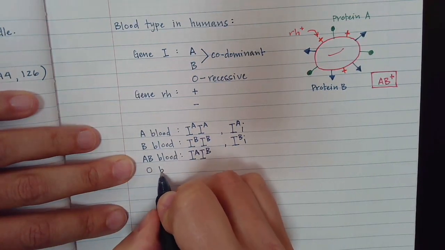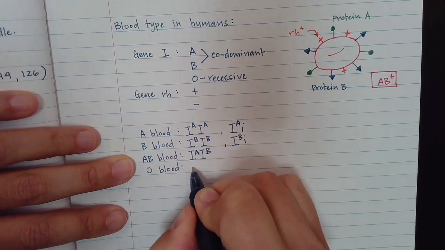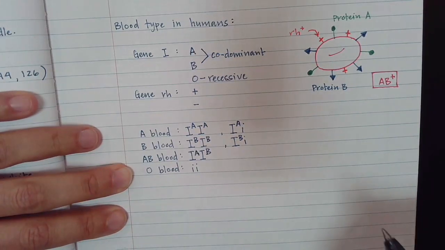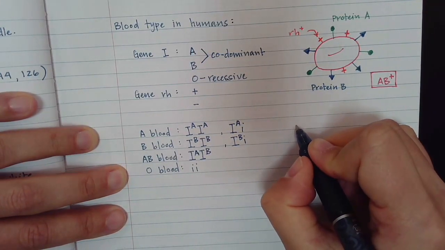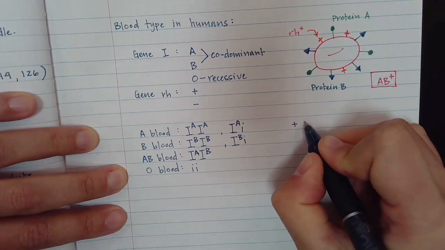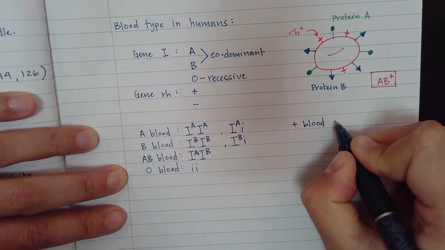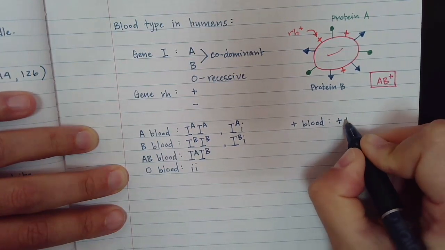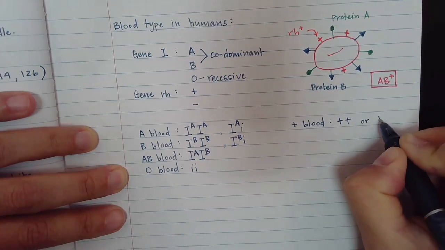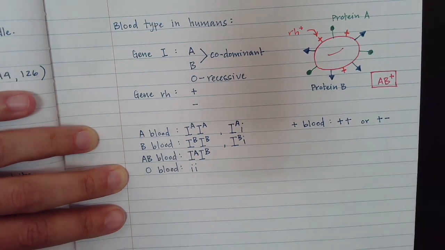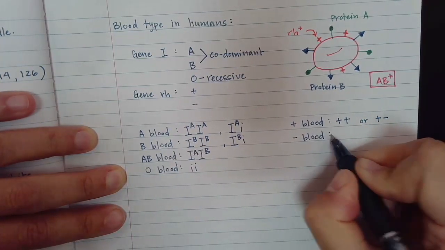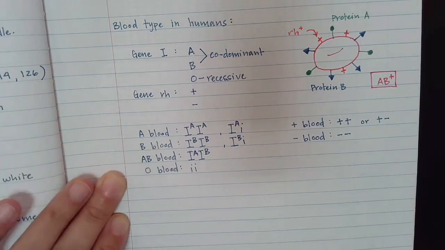People with O-type blood, those are going to be our recessive. They don't make any of the protein. If we add in our RH factor, anyone that has positive blood is going to have either a positive allele and a positive allele, or a positive allele and a negative allele, because the negative just means that they don't make it. So in order to have negative blood, the only way to get that is to have two of the negative alleles.